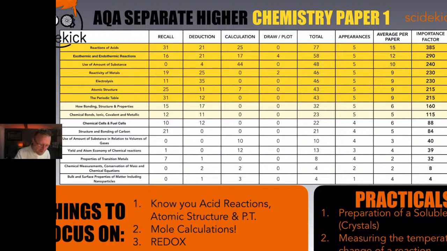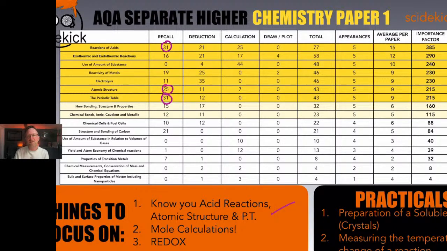So what are the top things here in chemistry? Well, first one, know your acid reactions, atomic structure, and your way around the periodic table. Hugely important skills and things to learn, because look at this, reactions of acids, atomic structure is here, 25, and periodic table, 31. So in reactions of acids, know your equations, okay? Know your equations. It will make your life so much easier in the exam.